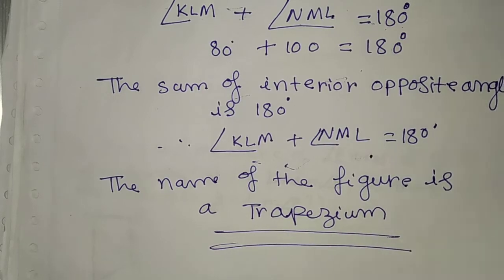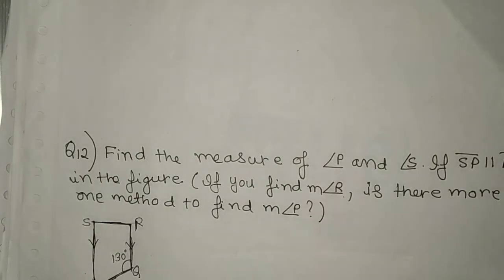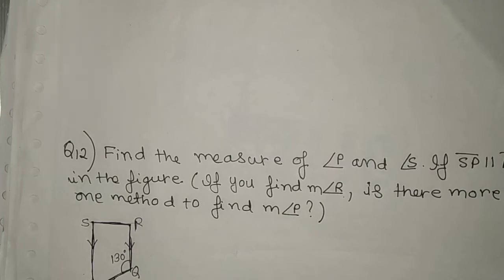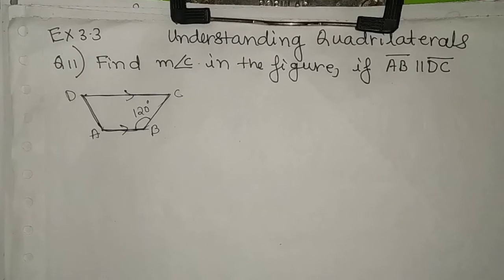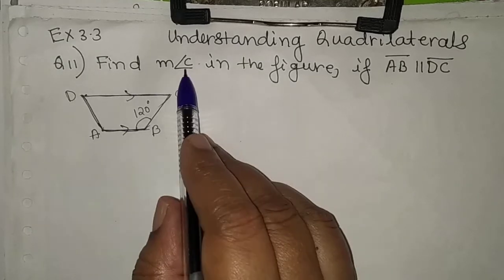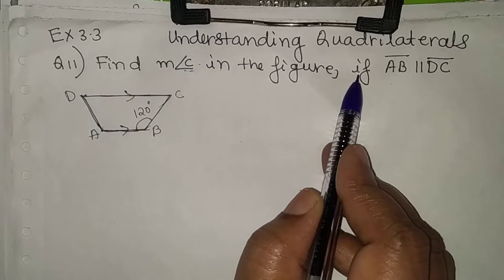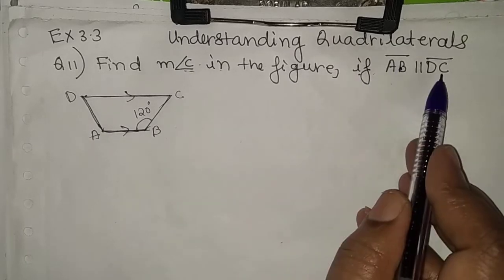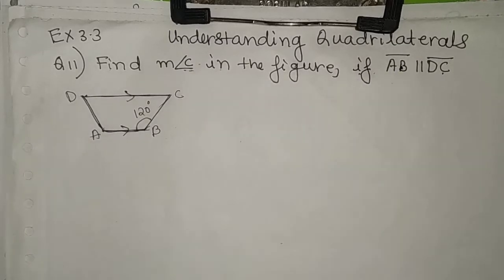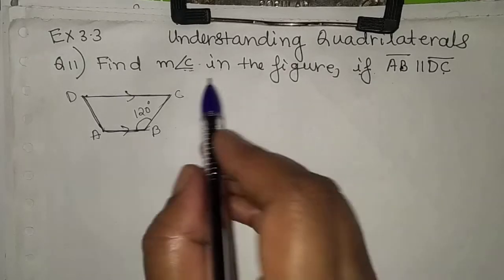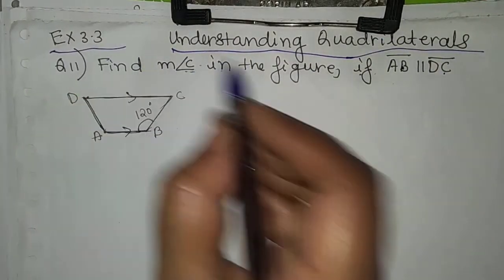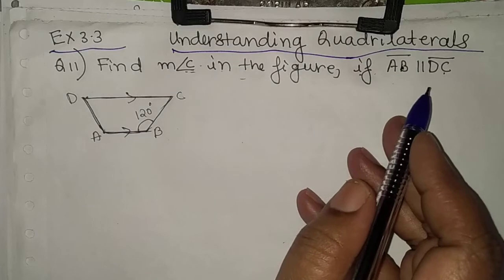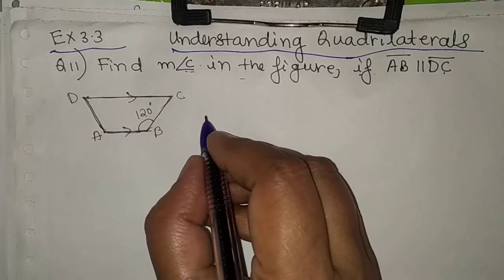We move on to the 11th one. Problem: find the angle C in the following figure if AB is parallel to DC. Just write down this one: find the angle C in the figure if AB is parallel to DC.